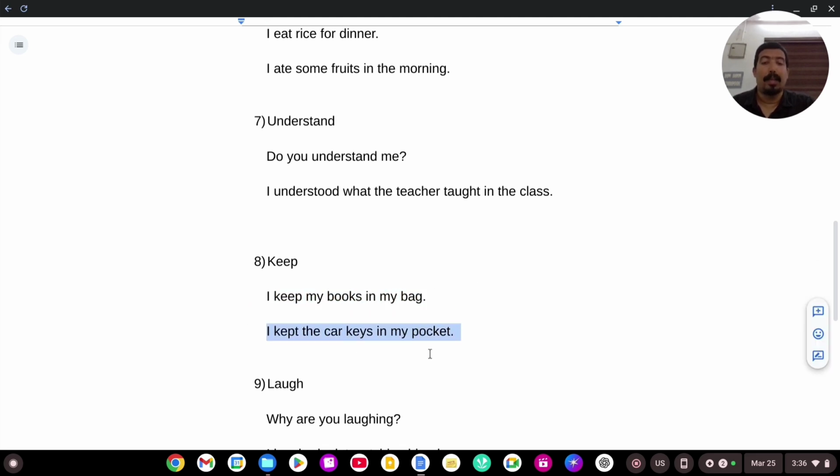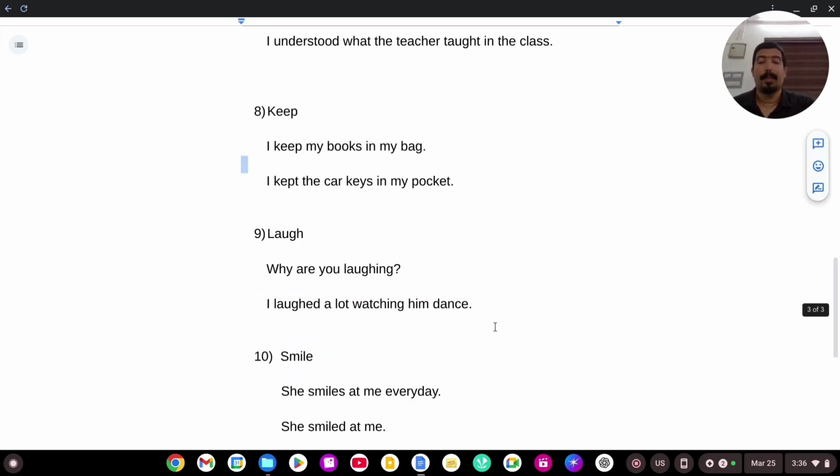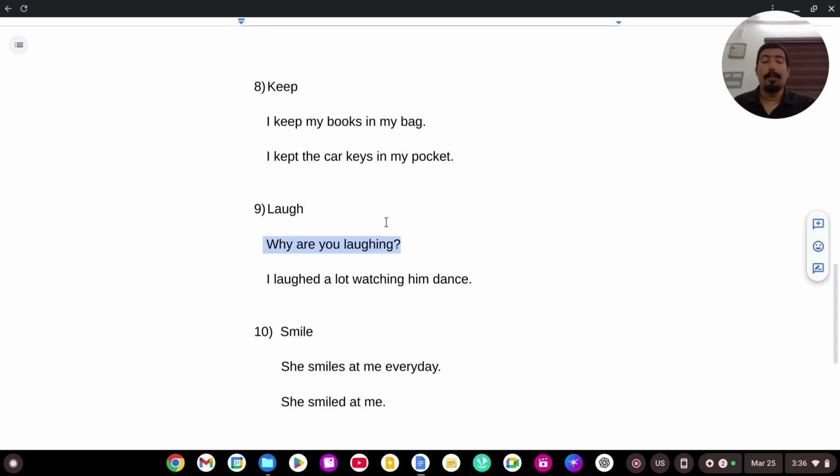Kept means, I kept the car keys in my pocket. Once I parked my car, I kept it in my pocket. Kept means the past form of placing. You place something in your pocket, you kept it there. Keep and kept.